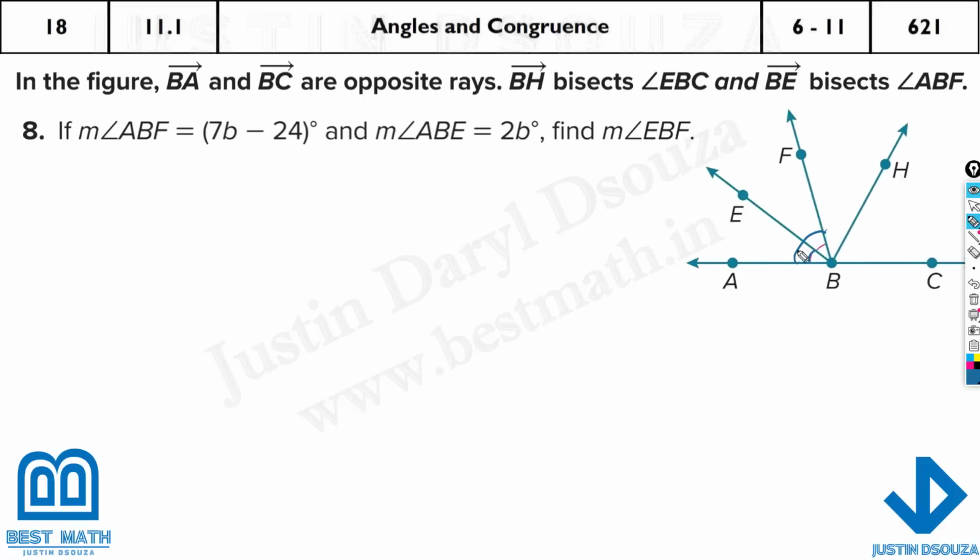So EBF and ABE are equal. If you just find ABE, that's enough, because ABE is equal to EBF. So the first step would be getting a relationship between ABF, the total angle, and ABE. It's up to you how you want to write it.